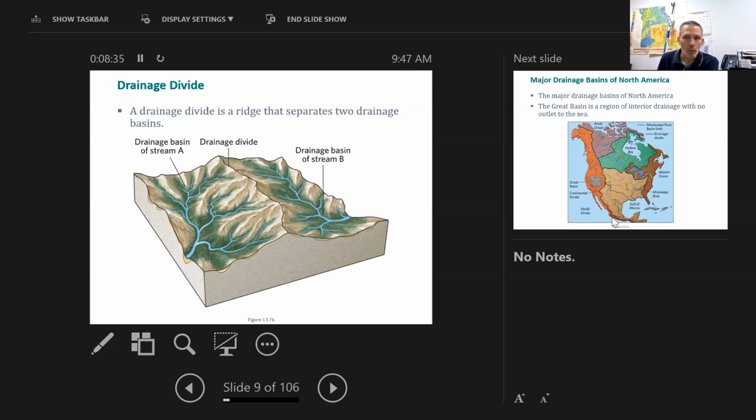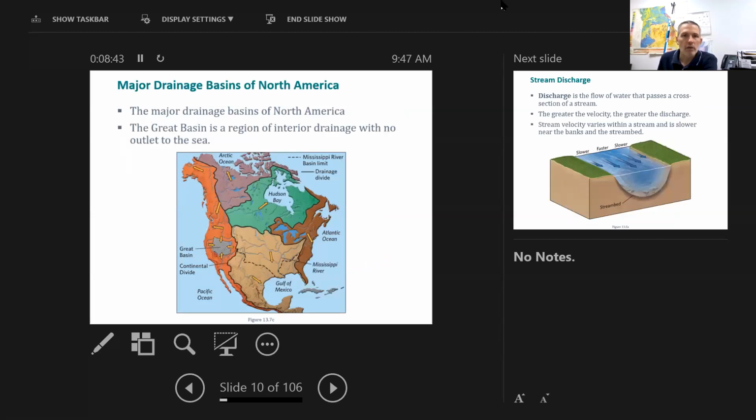We have probably the most famous divide in the United States, the Continental Divide. It's called the Continental Divide because it divides water flowing to the Atlantic Ocean, whether it be the Gulf of Mexico or the Atlantic proper, from the Pacific Ocean. And so this is that Continental Divide. There are signs for it all across the western part of the United States whenever you cross that divide.